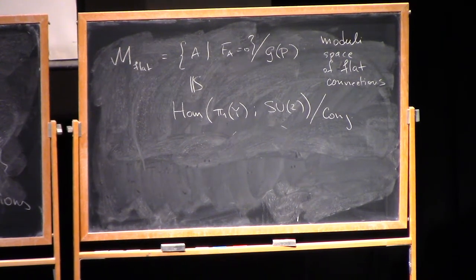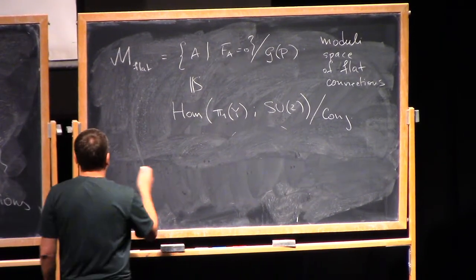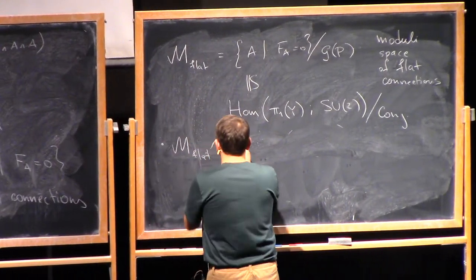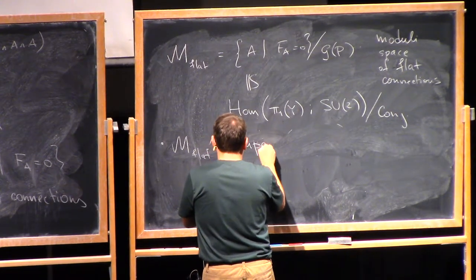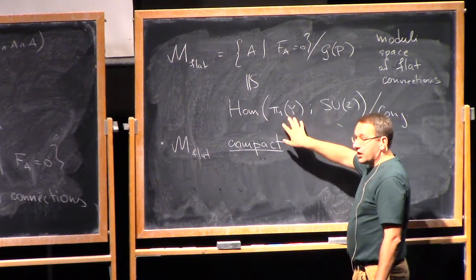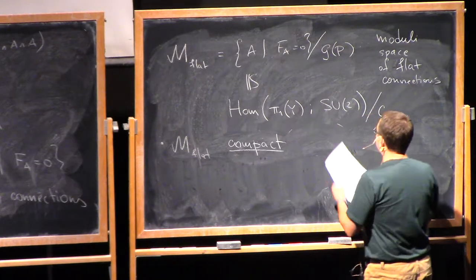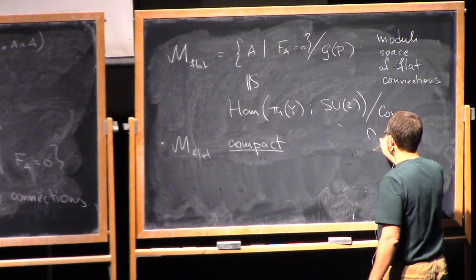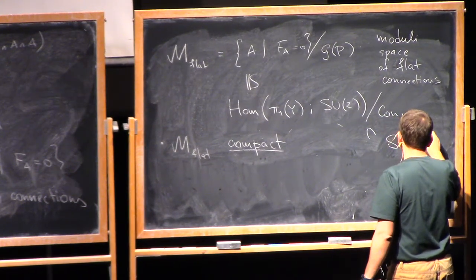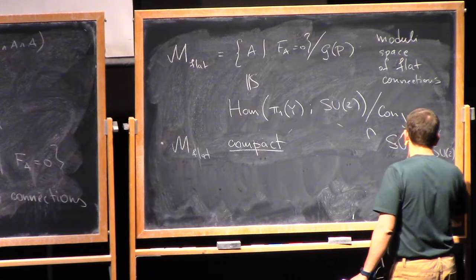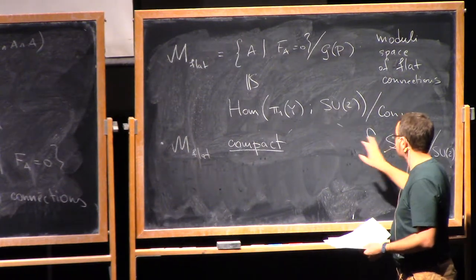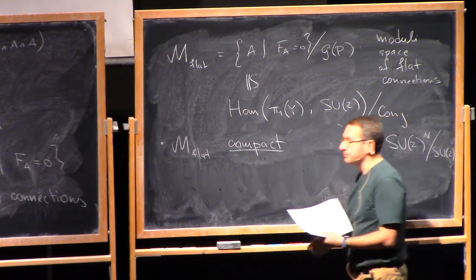Okay, in any case, what we can easily see from here is that M flat is compact. This is really easy to see because the fundamental group of Y is finitely generated. So we have an embedding of this space into SU2 to some power, say N, modulo SU2. This is a compact space, so the quotient is also compact. Therefore, this is a closed subspace in here, and therefore also compact.